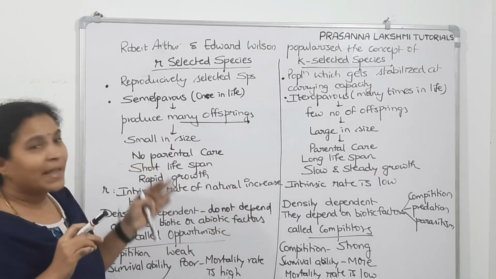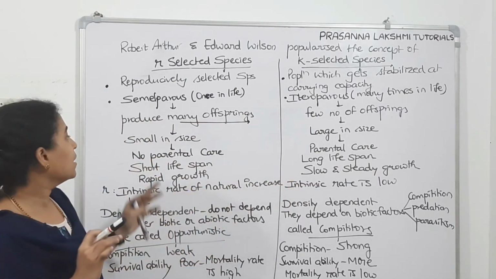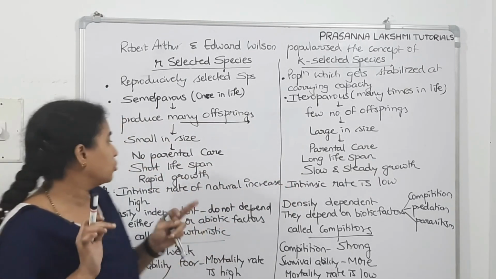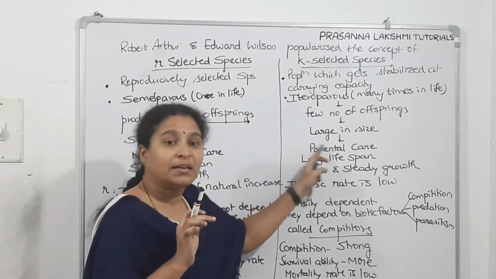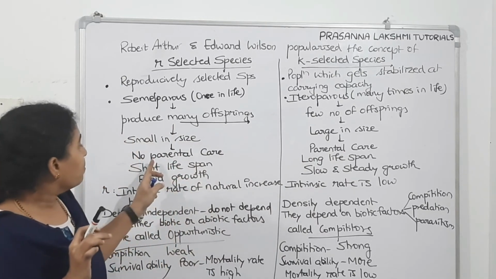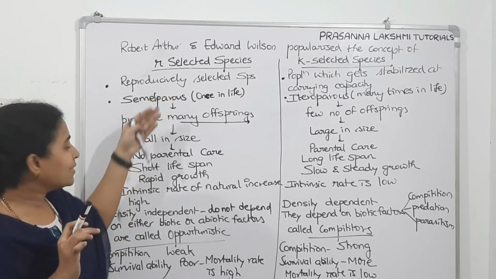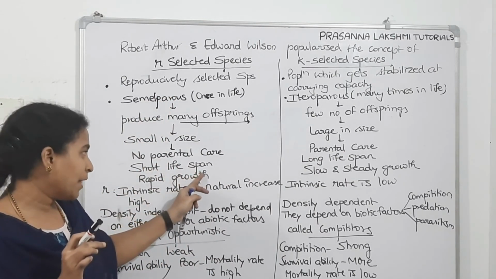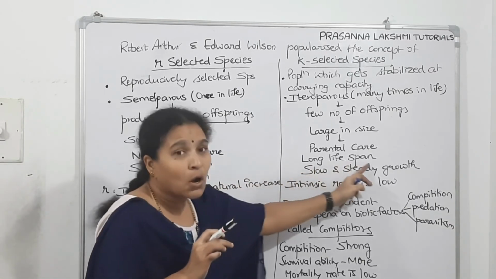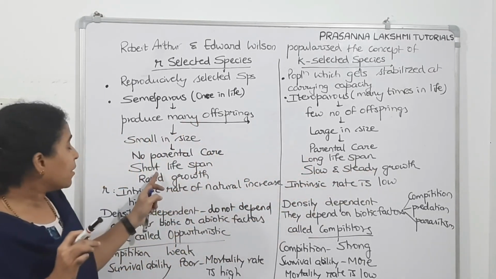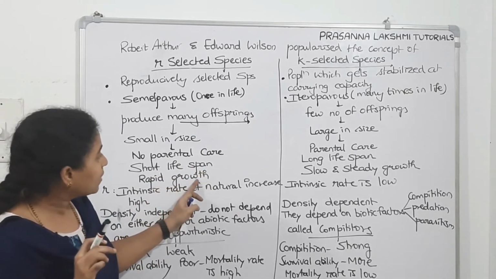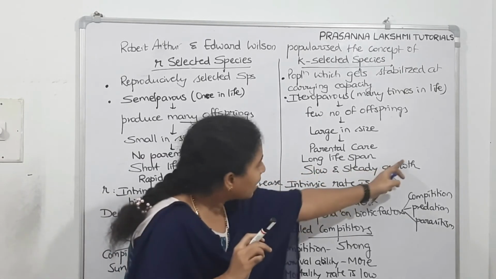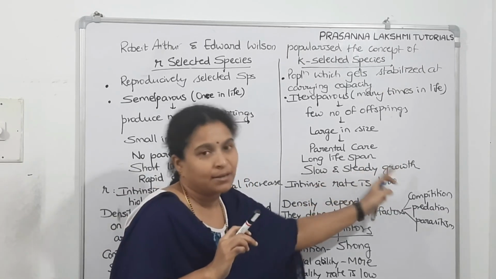The mother cannot take care of that many offspring, right? So after reproduction, they usually die. So no parental care here. But here, since the parents are alive, parental care will be there. Because they reproduce once and die, we say they have a short lifespan. These will have a long lifespan. Because they have a very short lifespan, they grow very fast, so rapid growth occurs here. Because they have a long lifespan, slow and steady growth occurs here.